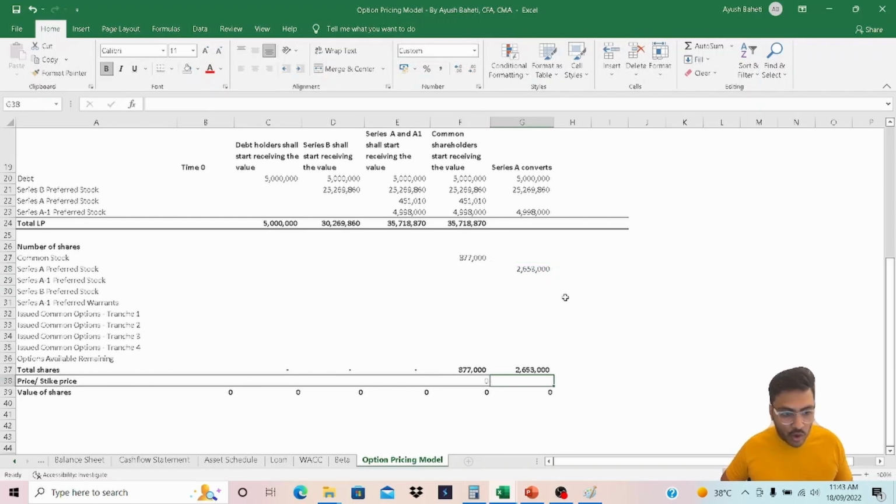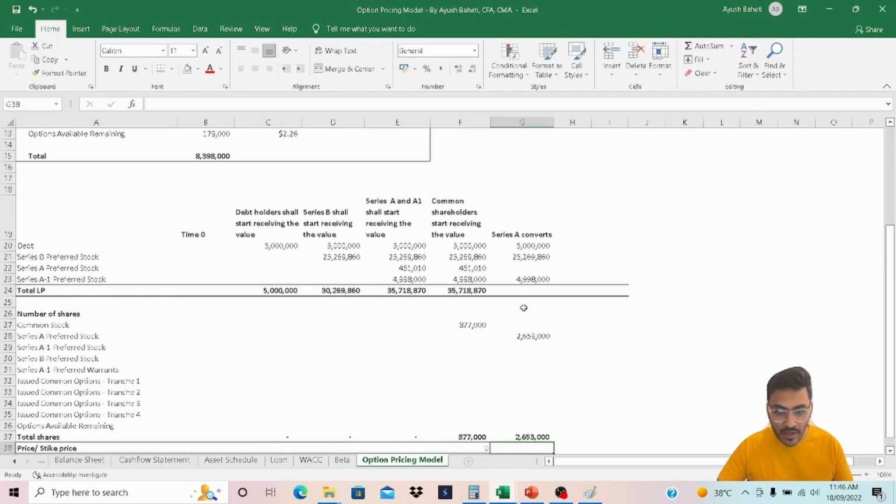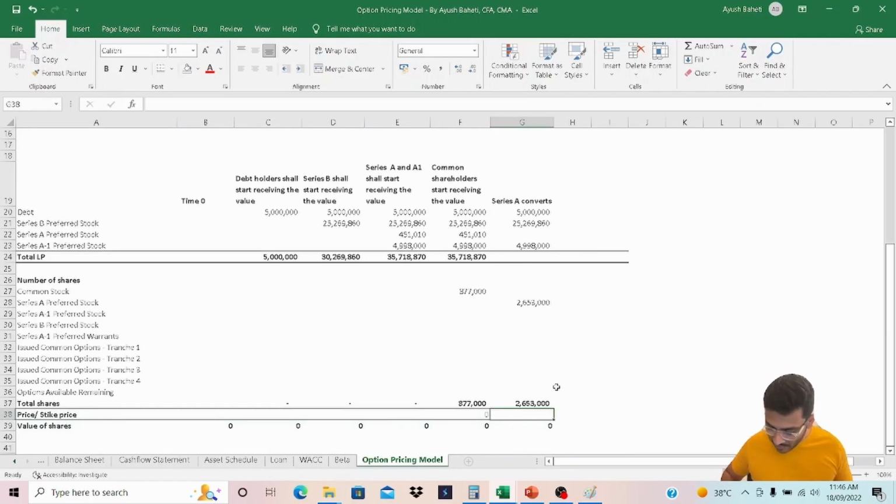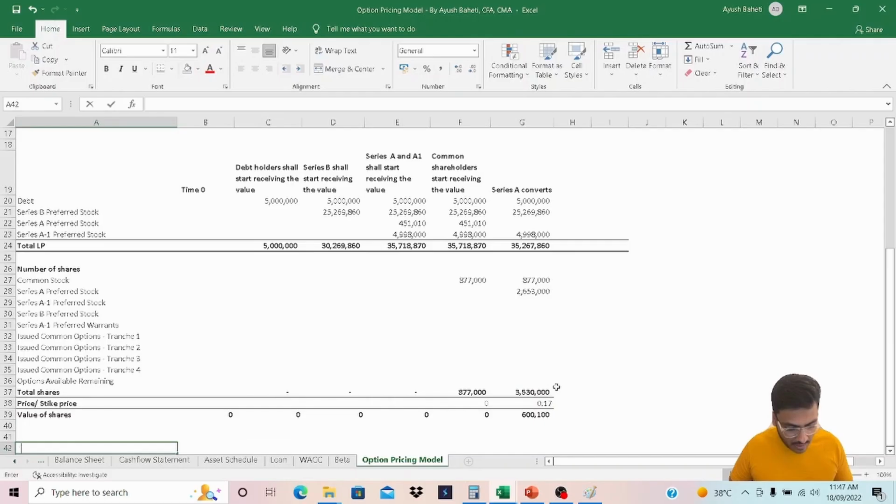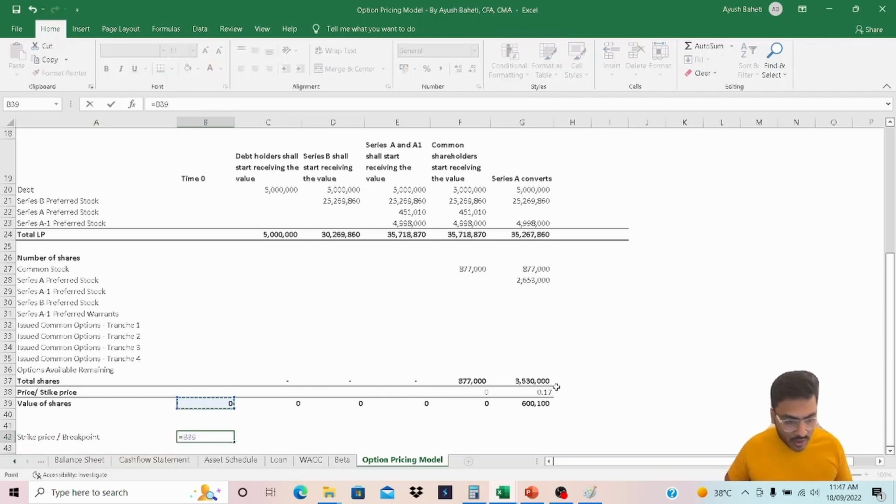And now what could be the strike price? Since we know that series A is converting, we can input over here. And I will also link this because common have also started receiving the value. Okay, so what is the strike price now? Let's call it strike price or breakpoint. So the strike price is the total value from the shares plus the liquidation preference.